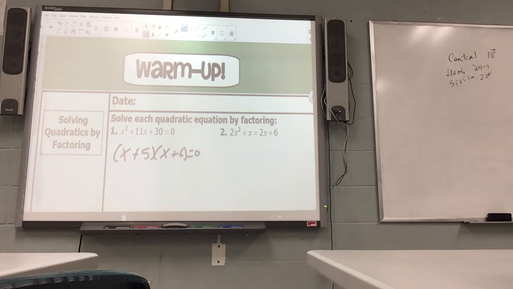So then when you set each of those equal to 0 and solve, x plus 5 equals 0 just gives you x is negative 5. And x plus 6 equals 0 just gives you x is negative 6. So that was your easier one. Can you remember that part, please? Thank you, Mr. Austin.